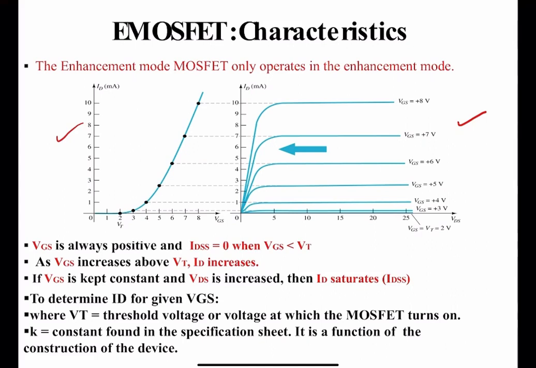To determine ID for a given VGS, we have to follow this equation. The equation is ID is equal to K into VGS minus VT whole square, where K is a constant which is given in the specification sheet. It is a function of the construction of the device. VT is the threshold voltage at which the MOSFET will turn on.